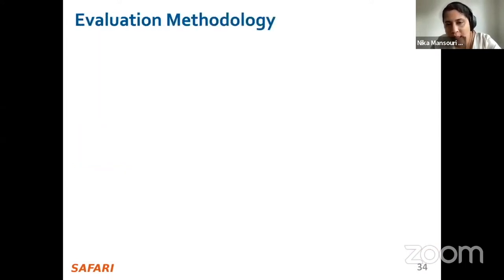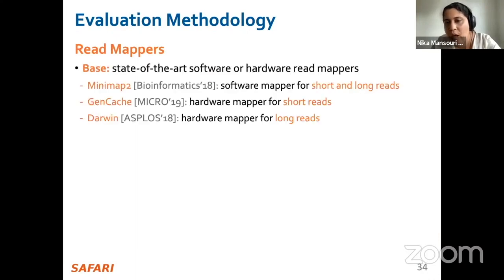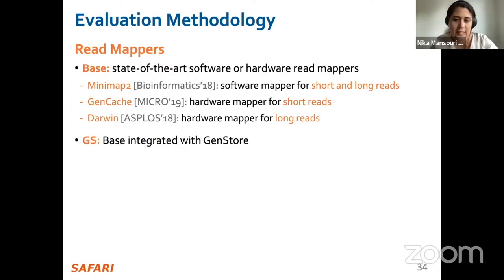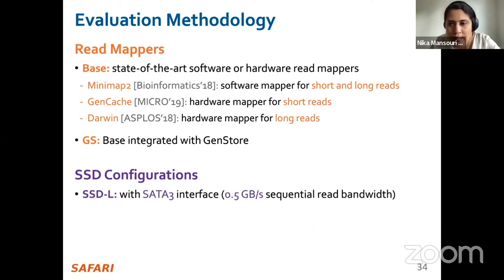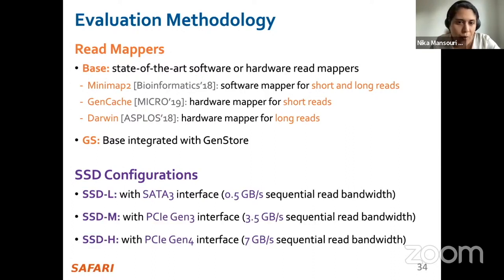We evaluate the following systems: BASE, which is a state-of-the-art software or hardware read mapper for both short and long reads, and GS, or GenStore, which is BASE integrated with GenStore inside the SSD. So basically, we would see, for each of these baselines, how much benefit GenStore introduces if it gets integrated with them and concurrently filters some reads inside the SSD, while each of these baselines is performing read mapping in the system. And we evaluate these mappers and systems with various SSD configurations: a low end, a medium end, and a high end SSD. For other details about our methodology, please refer to our paper.